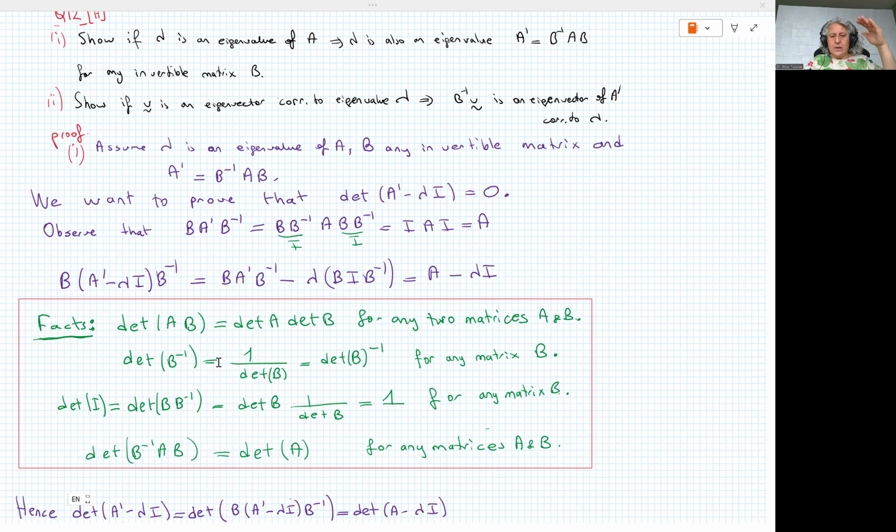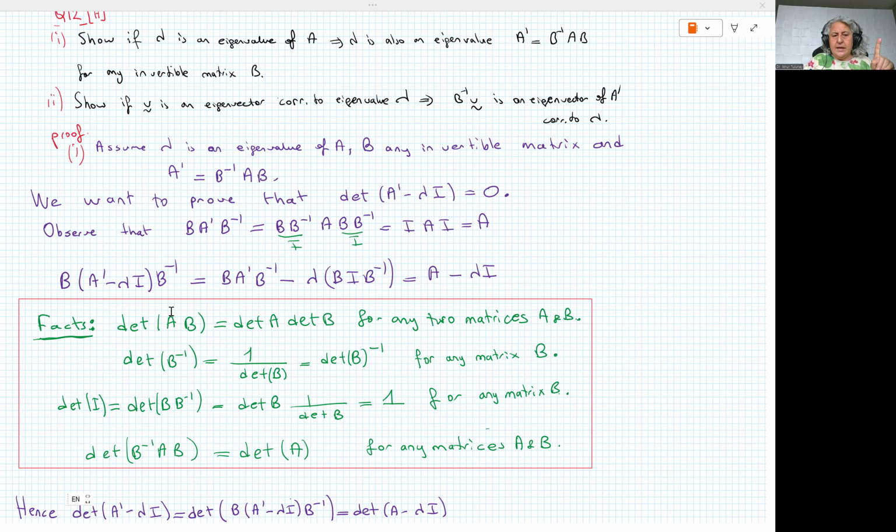So if we get all of those, then we always have determinant of B inverse AB is equal to determinant of A. So these matrices, A and this matrix, we call those matrices symmetric matrices. Well, they are conjugate together. I'm sorry, I'm not saying symmetric. They are conjugate together. And their determinants are the same for any matrices A and B. So this is how it works.